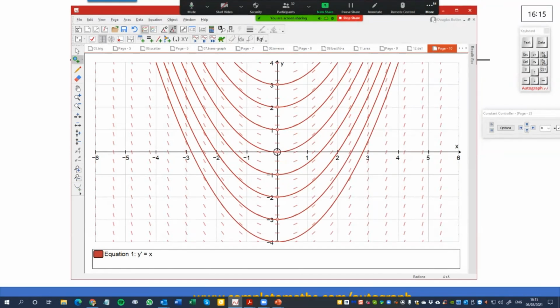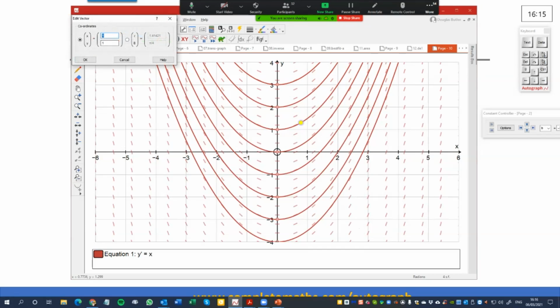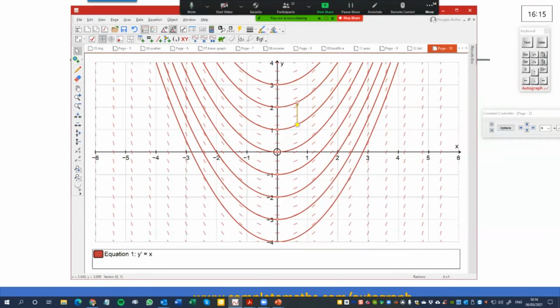If you put a point on here and right click, put a vector of 0, 1, you can see these are all parabolas, and it's a vertical displacement. A lot of people, when you ask them to draw families of parabolas, will draw them with equal normals, but that's it.